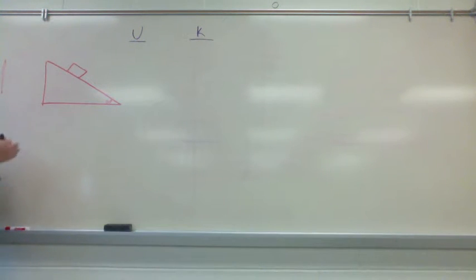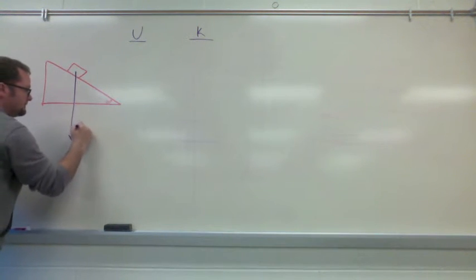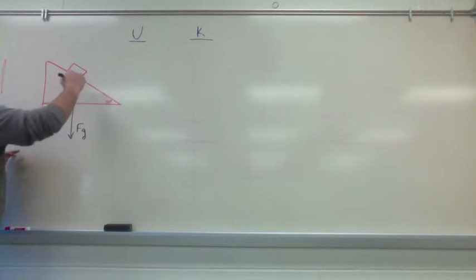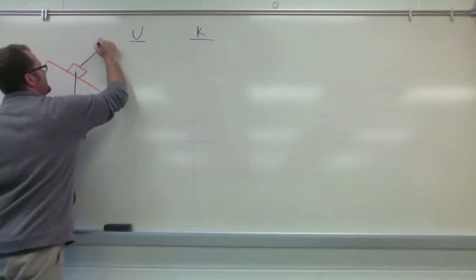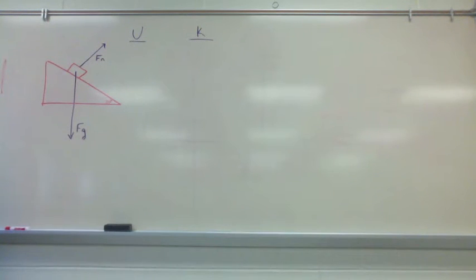Gravity. Gravity is the first one. Force of gravity points straight downwards, Fg. Force of gravity points straight downwards, just as it always does. What's another force that we have? The normal force. The normal force is directed perpendicular away from the surface. It's not always opposite of gravity. All of our experiences up to this point, it has been, but it's not always opposite of gravity.